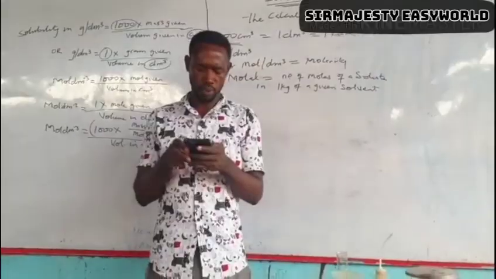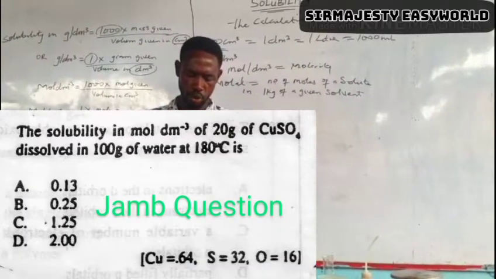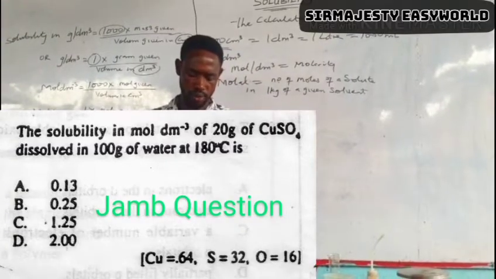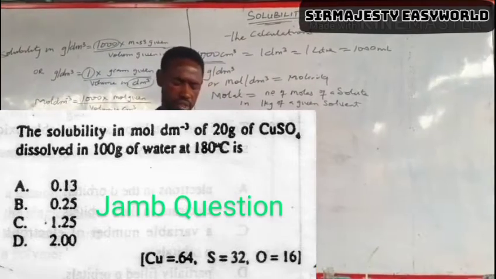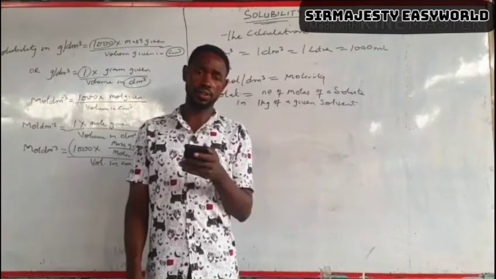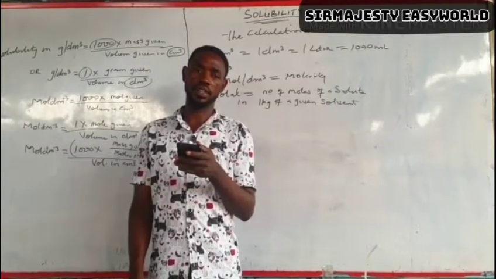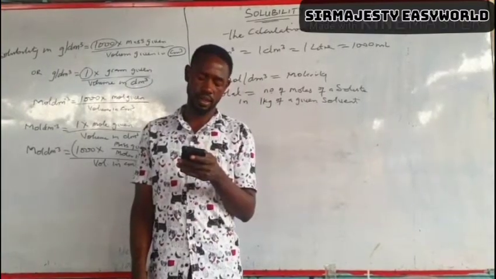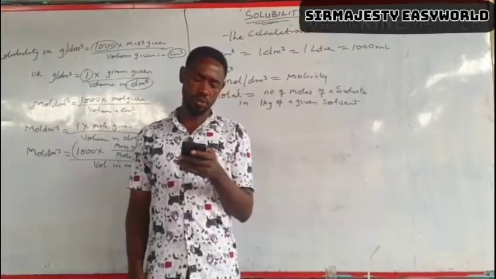So the first example we'll take here, you see it there on the screen clearly, but I'll read it out. The solubility in mole per dm³ of 20 grams of copper(II) tetraoxosulphate(VI) dissolved in 100 grams of water at 180 degrees Celsius. Remember, you are not going to use the temperature. The temperature is just to tell you that temperature has a great effect on the solubility of solutes, especially solid solutes in liquids. If you increase the temperature, solubility increases. If you decrease the temperature, solubility decreases.